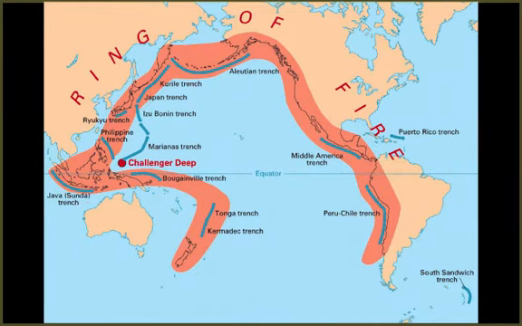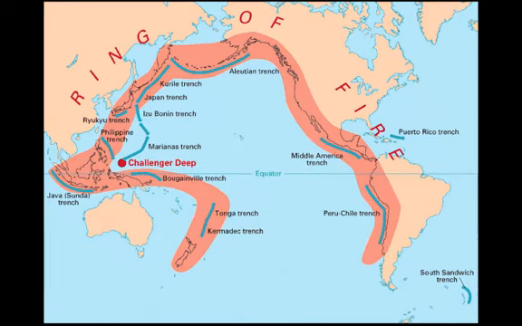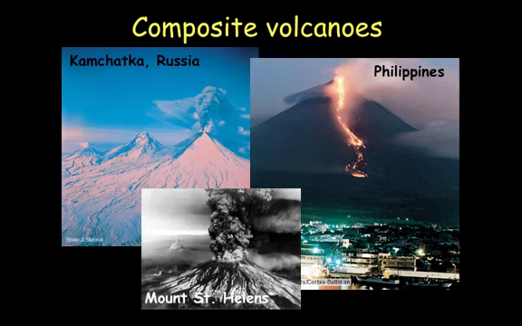Those are all part of this ring of fire, where the Pacific plate and other smaller plates are being subducted beneath the plates that are around them. And so that's a significant proportion of the volcanism that's taking place globally. Those are generating these kinds of volcanoes.